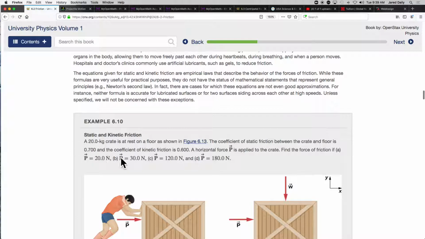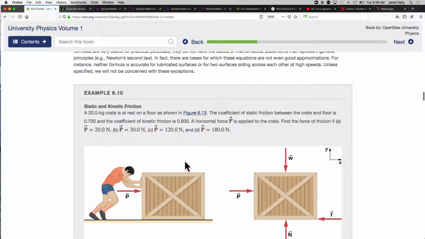20 newtons. So there's a 20 newton push right here, and the box pushes back with 20 newtons because it can supply 20 newtons of friction. So the friction in part A is the same as the pushing force, 20 newtons. In part B, he pushes with 30 newtons. That's still not more than 137 newtons. So in part B, the box pushes back with 30 newtons of frictional force.